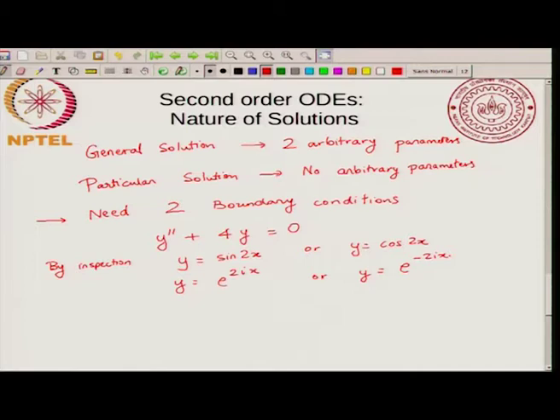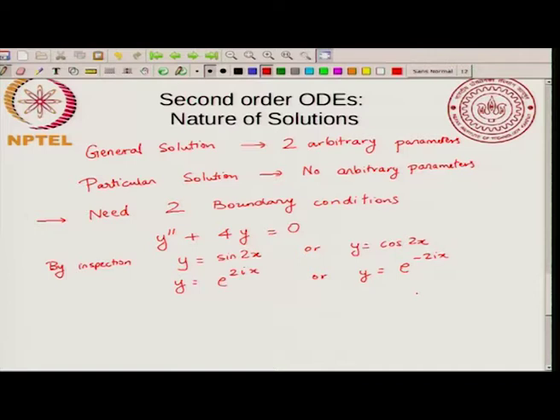If I take a second derivative, then I will get 2 into minus 2. So, that is minus 4 sine 2x. Okay. So, then you have minus 4 sine 2x and then you have plus 4 sine 2x. So, it is 0. Okay. So, similarly you can verify that the cosine and the e to the 2ix and e to the minus 2ix also satisfy. Okay. So, how do you write the general solution?